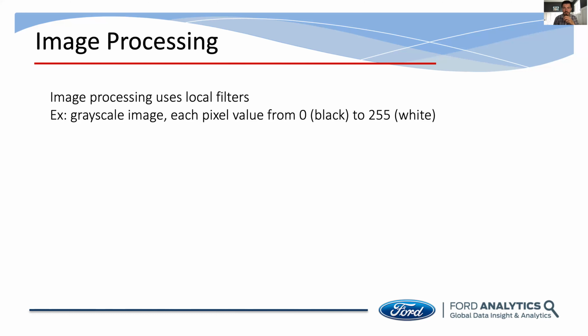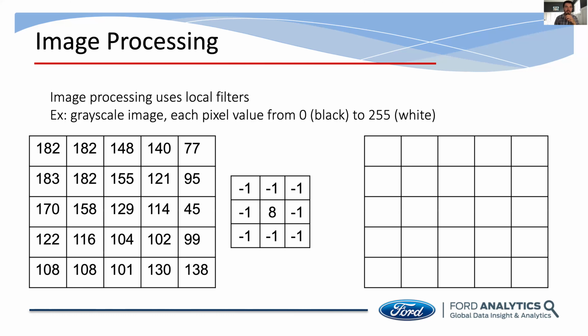And so here's an example of a 5x5 grayscale image alongside a 3x3 filter. And so what it means to process this image using this filter is to create a new image, and we'll do that one pixel at a time. So how do I determine the value of this highlighted pixel in the new image?